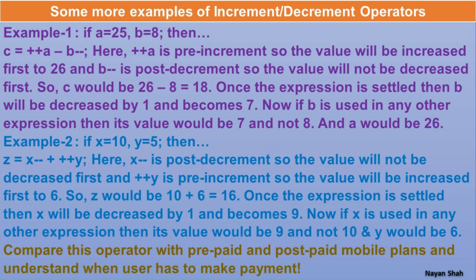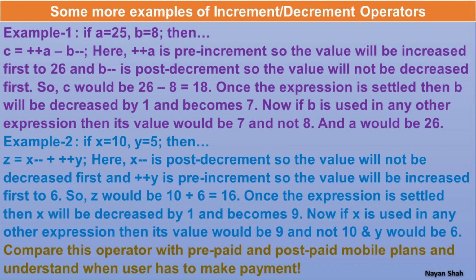Another example: if x is equal to 10 and y is equal to 5, then z is equal to x-- + ++y. Here x-- is post decrement, so the value of x will not be decreased first. And ++y is pre-increment, so the value of y will be increased first. So y will become 6. But x will remain 10.